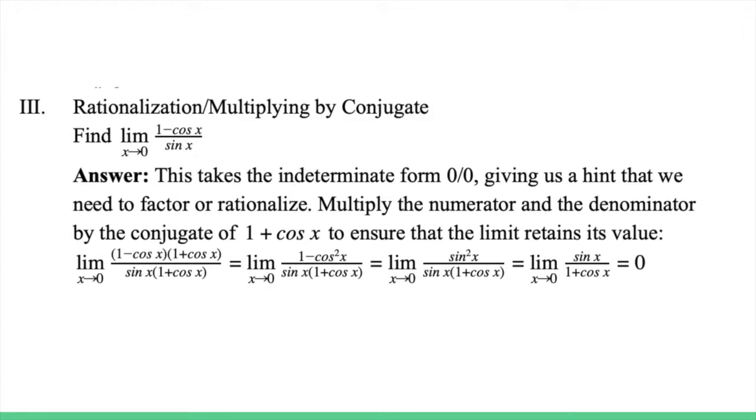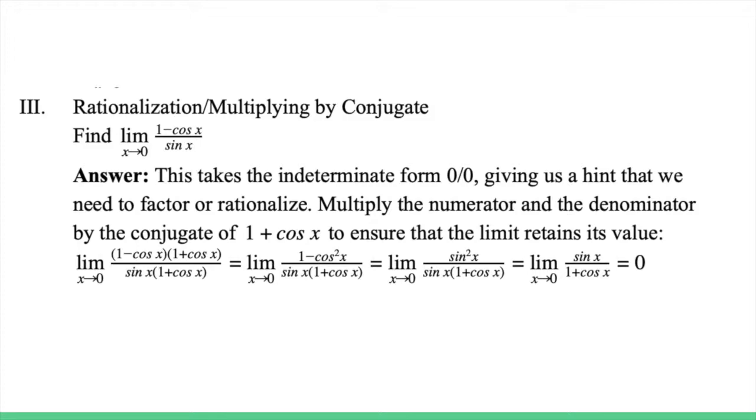When we completely simplify our limit expression, we get 1 minus cosine squared x over sine x times 1 plus cosine x. Using our trig identity, we get sine squared x over sine x times 1 plus cosine x. And since we know that sine x can equal 0, which means x can equal 0 in the domain of this function, we are perfectly allowed to cancel out the sine x's, leaving us with the limit as x approaches 0 of sine x over 1 plus cosine x.